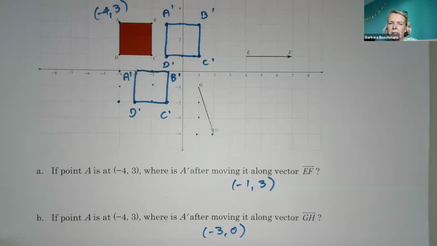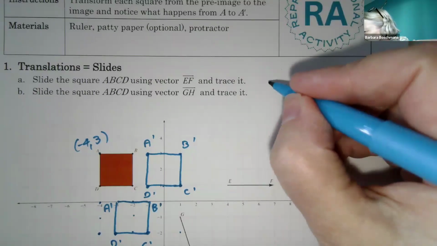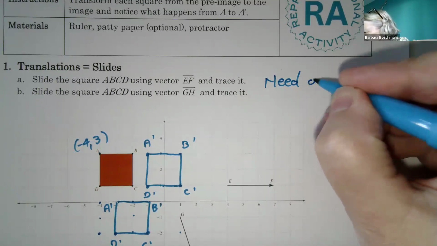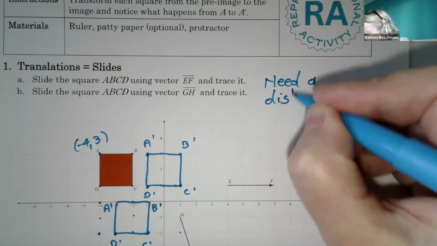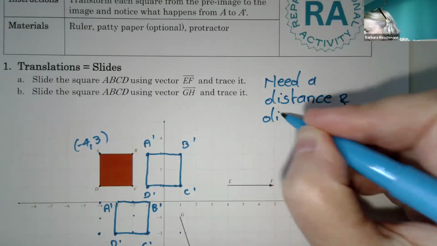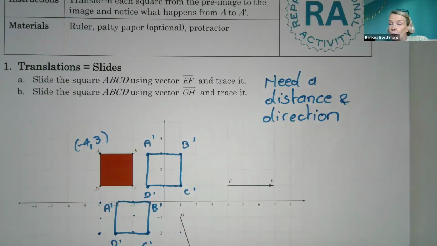We should make ourselves a little note that for any translation or slide, we need a distance and direction. And that's exactly what a vector gives us. You need to know how far you slide your pre-image, and in what direction.